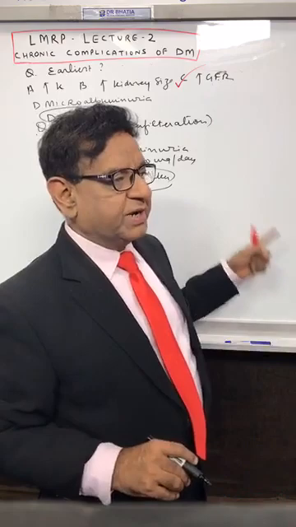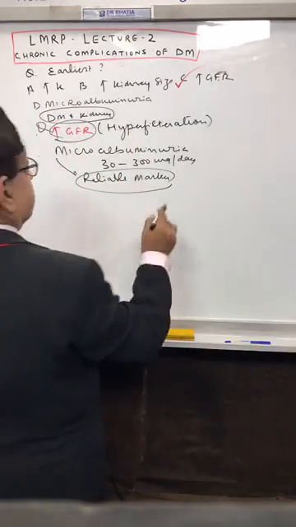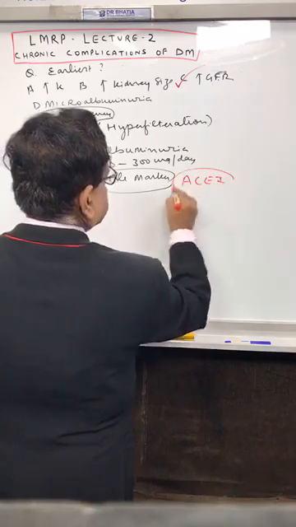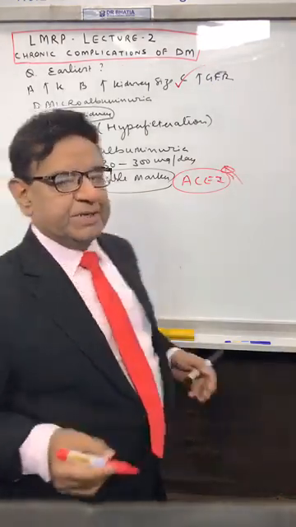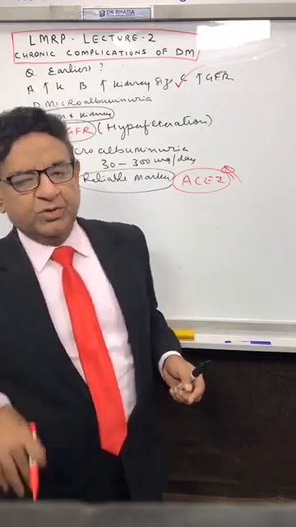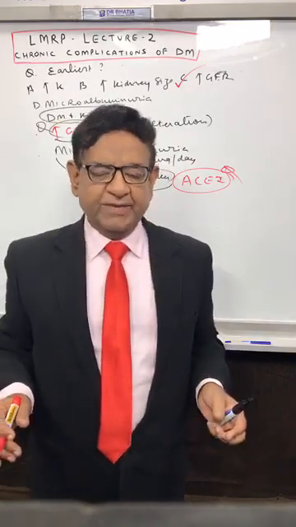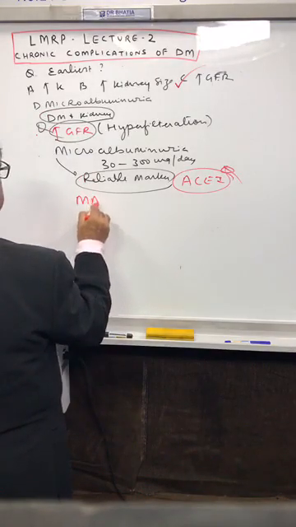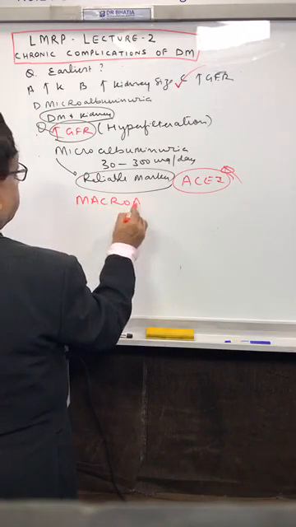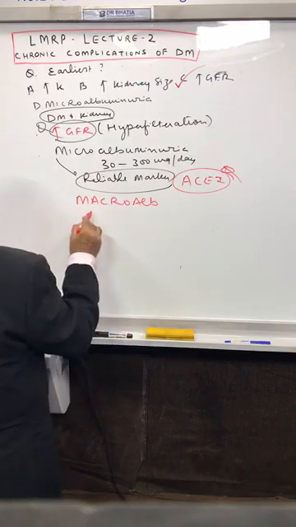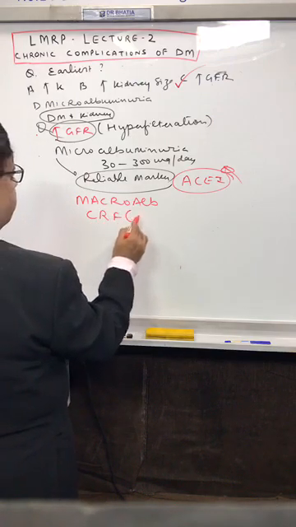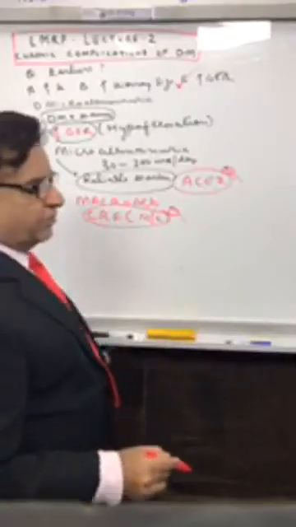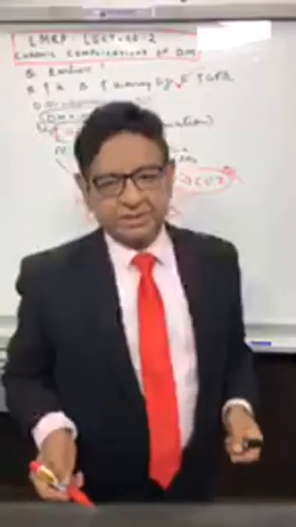And which drug can reverse this problem? ACEI. So even if BP is normal, if you give ACEI, it is going to reduce the progression of nephropathy. Then comes the stage of macroalbuminuria. And finally, it causes chronic renal failure. Diabetes is the most common cause of CRF in the world. This is for the latest question.